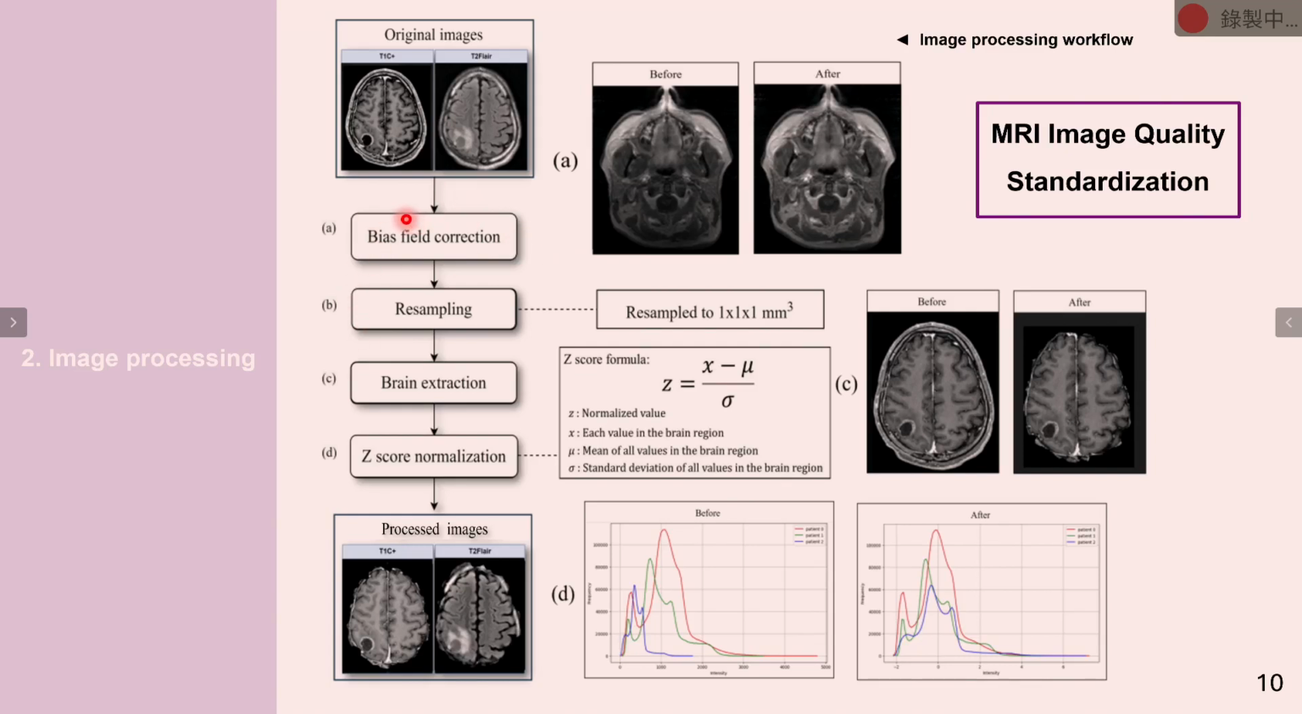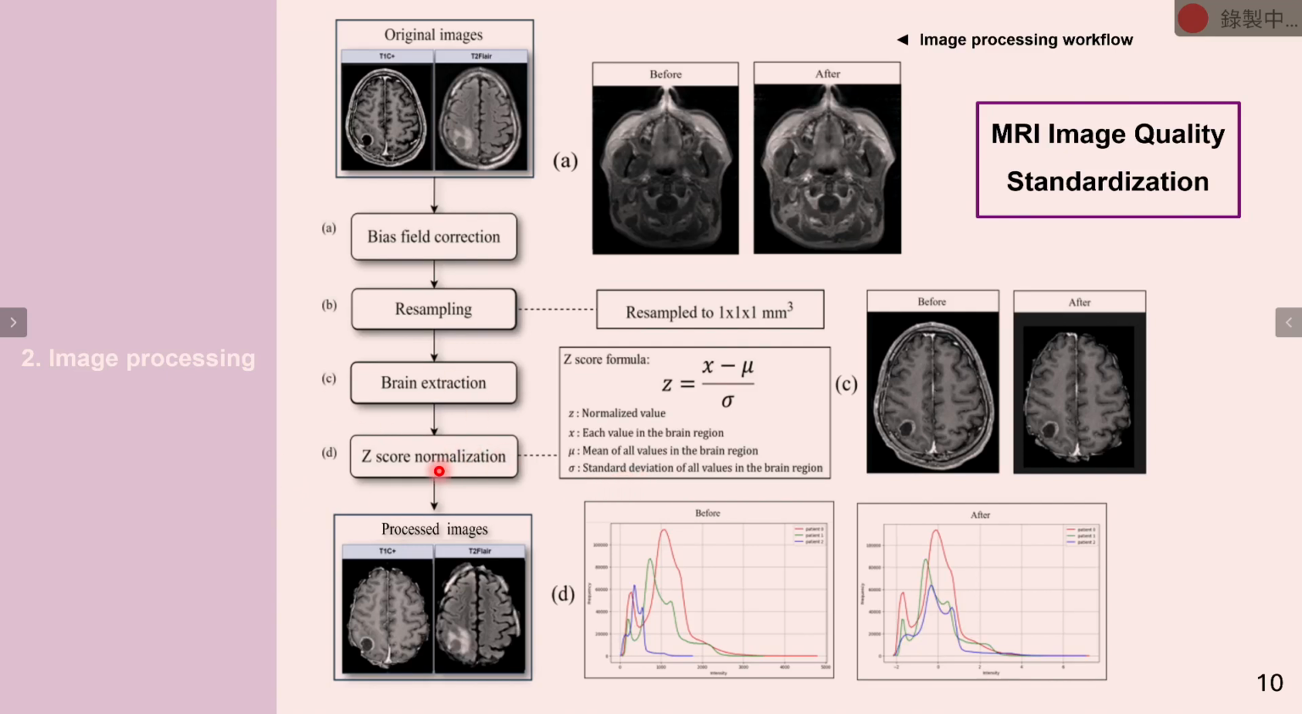This method's purpose is to correct for intensity inhomogeneities caused by magnetic field variation. And second, we use resampling to standardize the resolution. And brain extraction is to remove the non-brain tissue in the image. And the final process is intensity normalization. This process is important to normalize the intensity difference caused by different scanners.